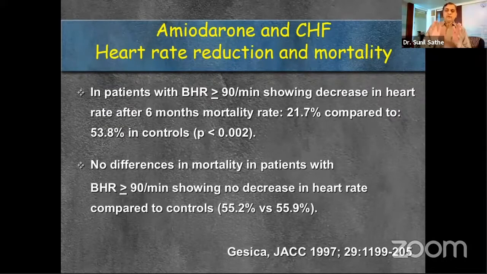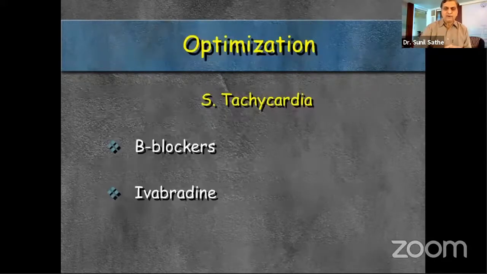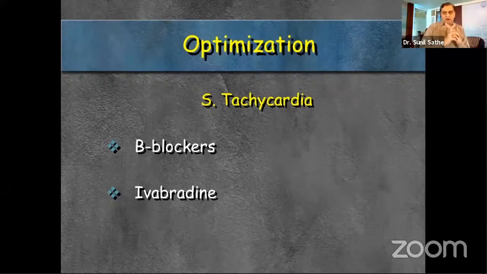A patient who comes to us with a rate of 90 or 100, or is discharged with a rate of 100, is not acceptable. So what do I mean by optimization? Of course, I would have beta blockers and ivabradine. Now, what is an optimized heart rate in heart failure? At rest, my patient's heart rate should be less than 85, ideally between 65 and 75, as long as the patient does not have symptoms.